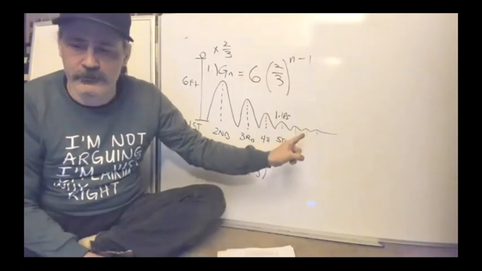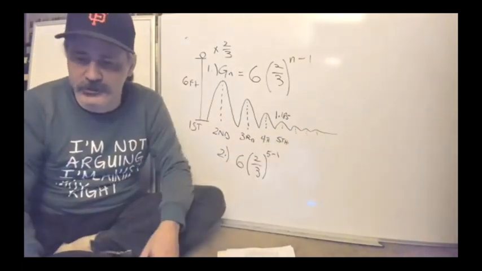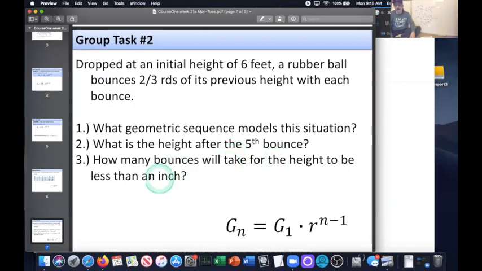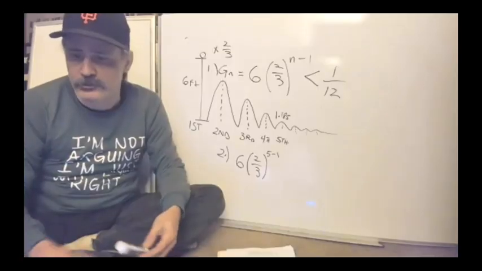Okay, well, how many more bounces is it going to take for us to get less than a foot? Or less than an inch, my bad. Okay, well, since we're dealing with feet here, less than an inch means less than 1/12. So we want to figure out what n would be so that our explicit rule is less than 1/12.